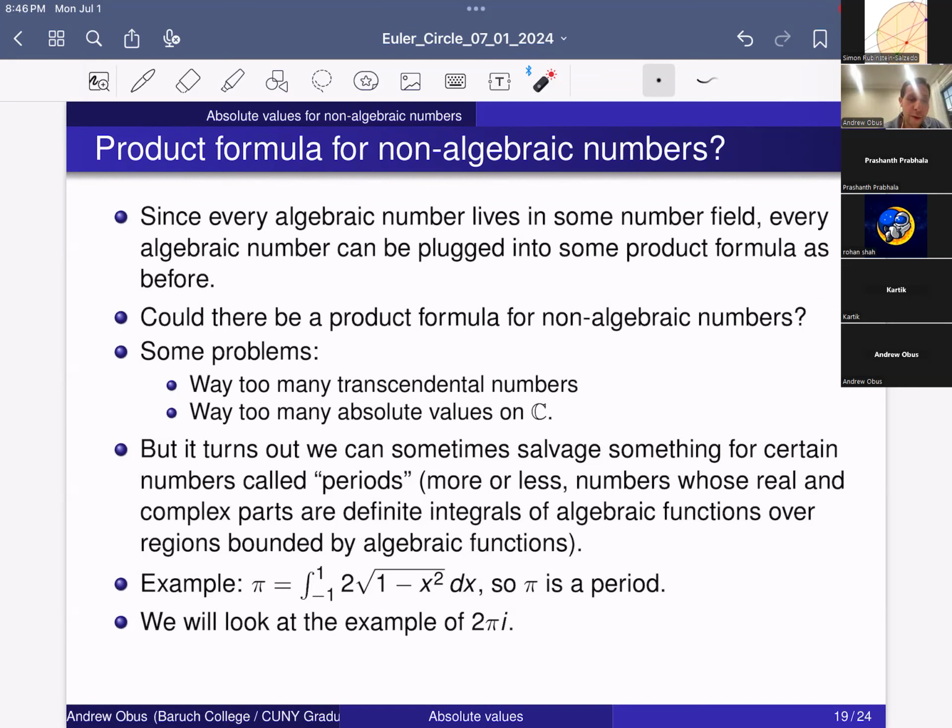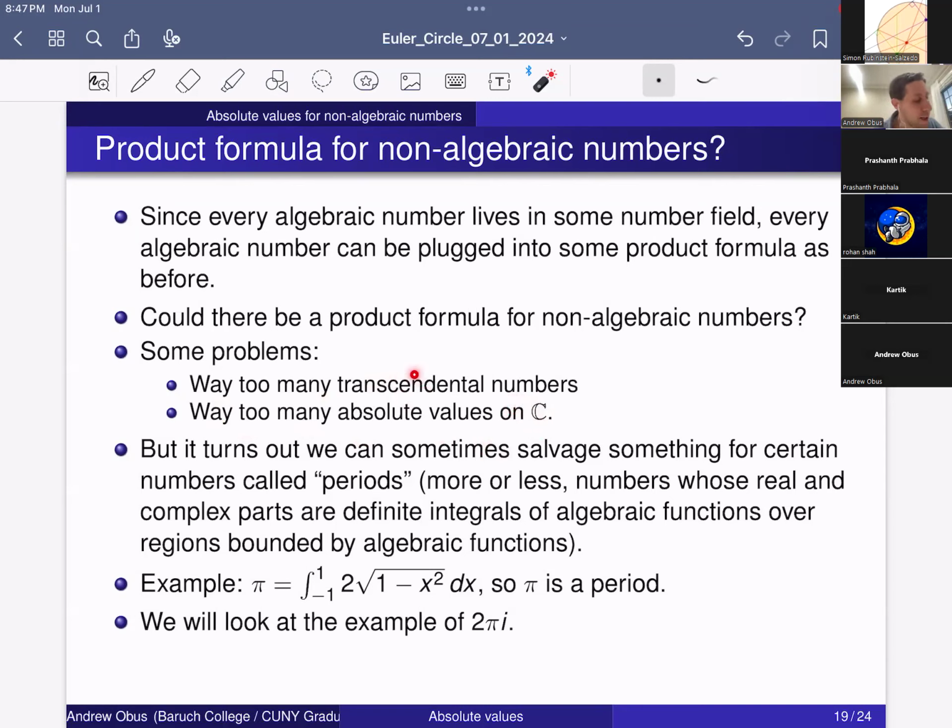And if you want to say what are all of the absolute values that you can have on C? Well, it turns out there's way too many of them. It's not like these number fields where the absolute values come in nice families, and you can really get your hands on knowing exactly what they are. If you just ask what's an absolute value on C, there's the standard one, and then there's a bunch of other completely weird ones. So it's very hard to keep track of these. You can't really catalog all of the absolute values on C.